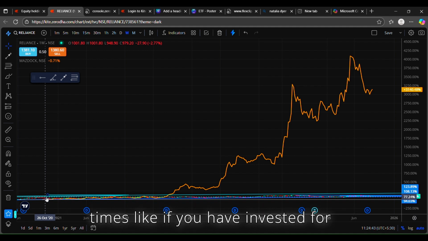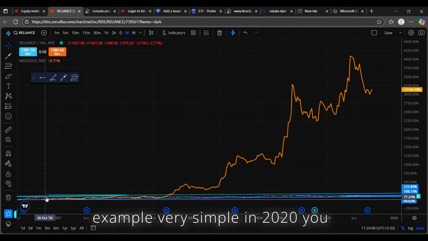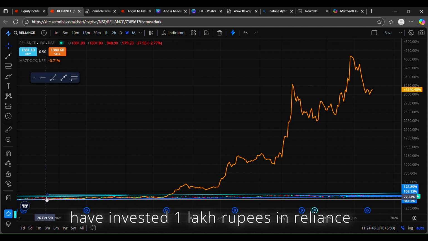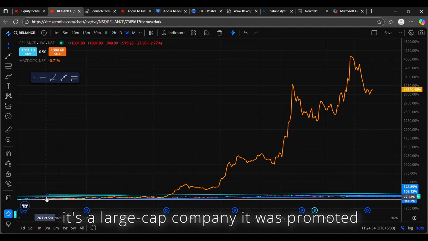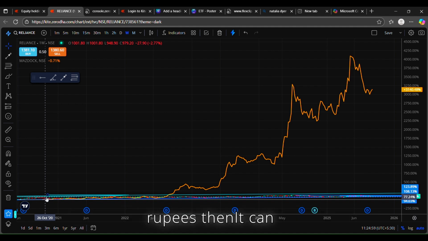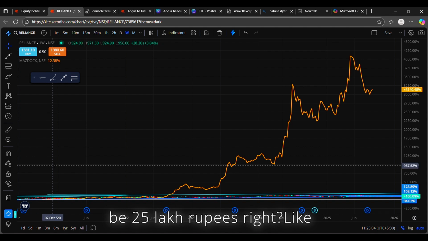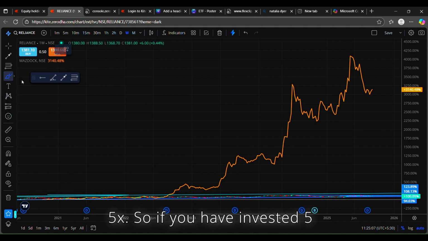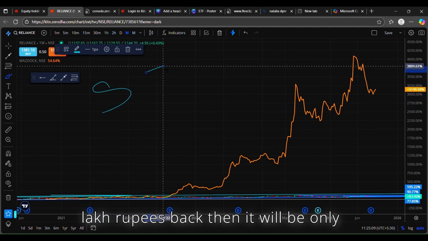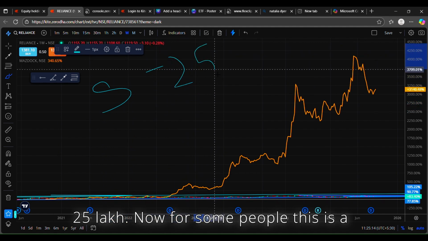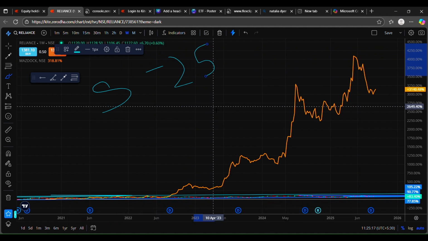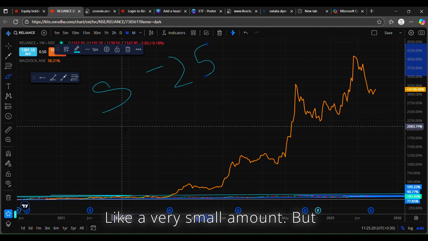Like if you have invested, for example, very simple, in 2020 you have invested 1 lakh rupees in Reliance thinking that, oh, it's a great company, it's a large cap company, it was promoted so much. So if you have invested 5 lakh rupees, then it can be 25 lakh rupees, right? Like 5x. So if you have invested 5 lakh rupees back then, it will be only 25 lakh. Now, for some people, this is a very small amount, right? Like a very small amount.